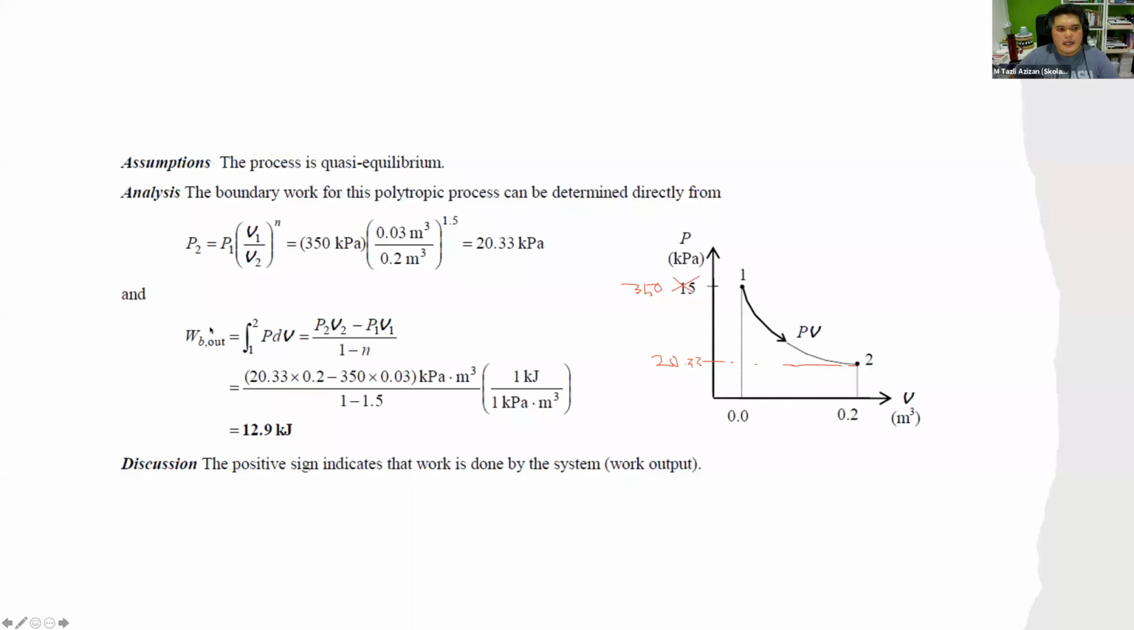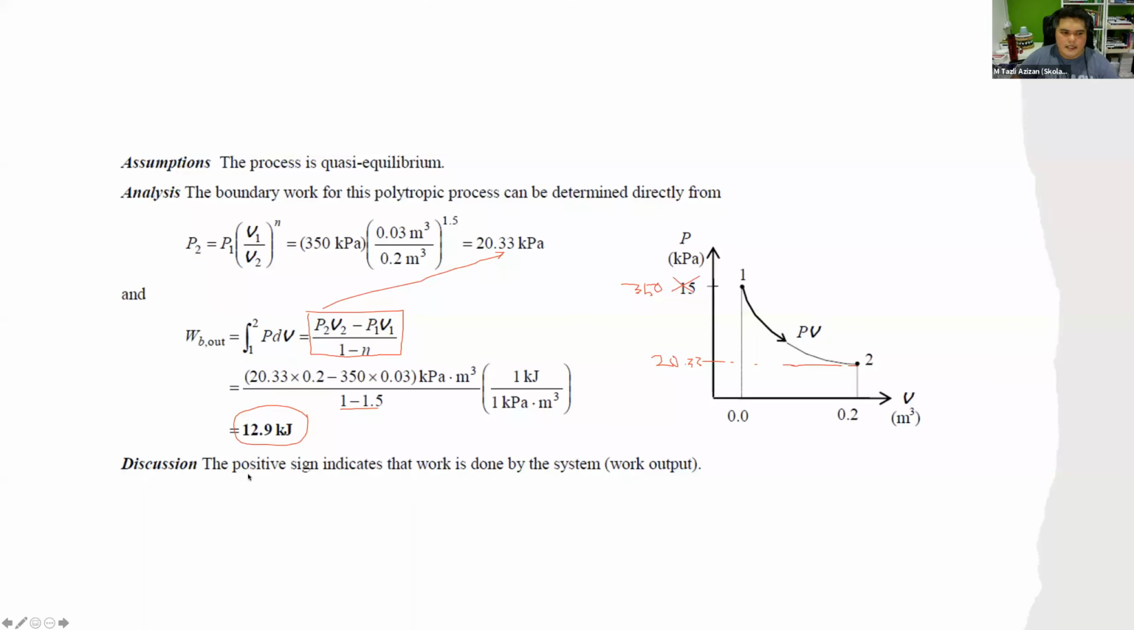Okay, and then we want to determine the moving boundary work. We know that when we integrate this particular form for the polytropic process, finally you will be able to get this equation. So that's why it is very important for us to determine P2 first, because we need it in the moving boundary work equation: P2 V2 minus P1 V1 divided by 1 minus n. So when you substitute everything here, with 1 minus 1.5, you'll be able to get the boundary work of 12.9 kilojoule. Okay, and you can see that it is a positive sign, it is not negative.